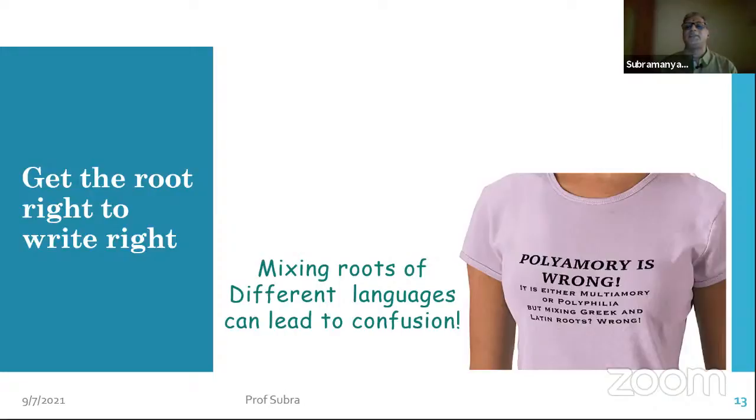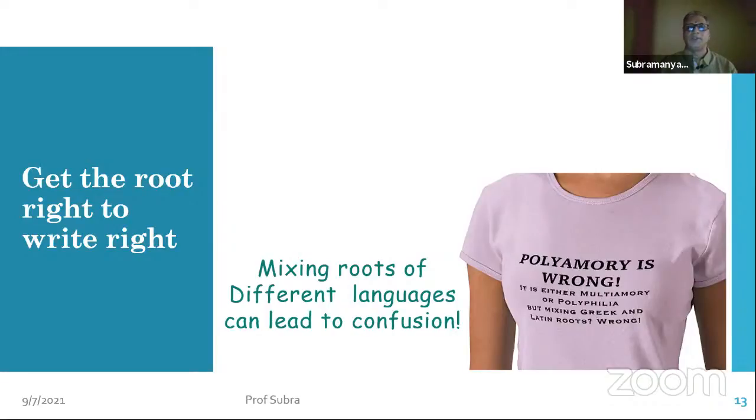Okay, so they say either it should be polyphilia, philian to love in Greek, or multiamory, which is multi, is Latin, amory, amorous for love. Okay, so multiamory means having multiple loves, or polyphilia, the same thing in Greek. So it is mixing of the two different languages, roots of two different languages.